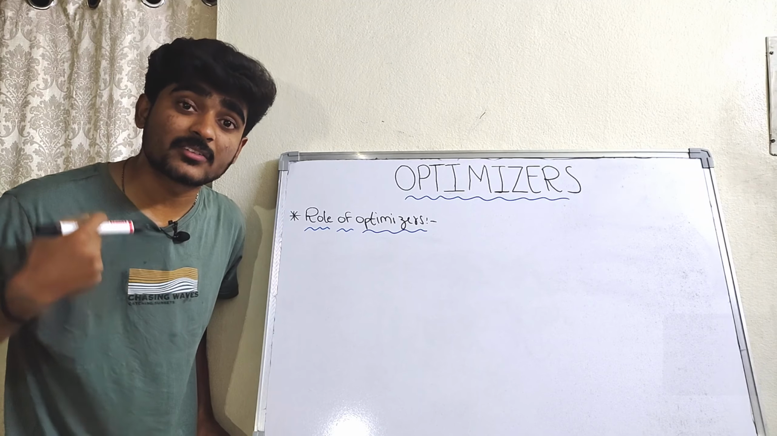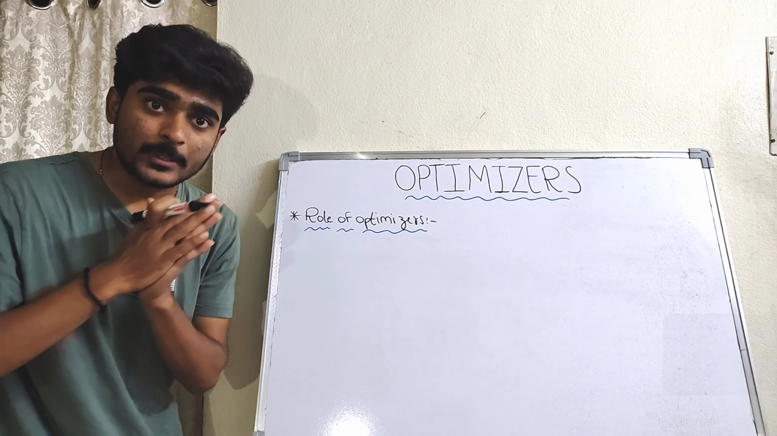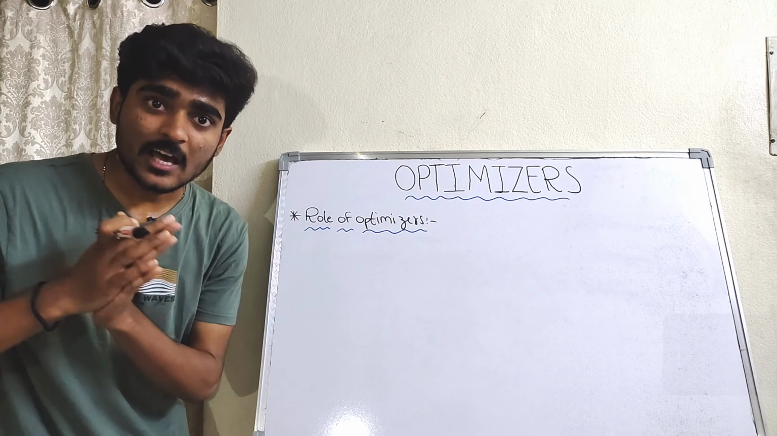In this video, we'll be discussing another important topic called optimizers. These optimizers are used to improve the performance of the model and also speed up the training process.